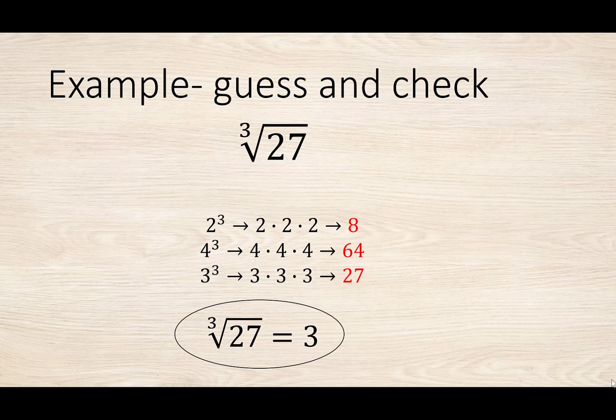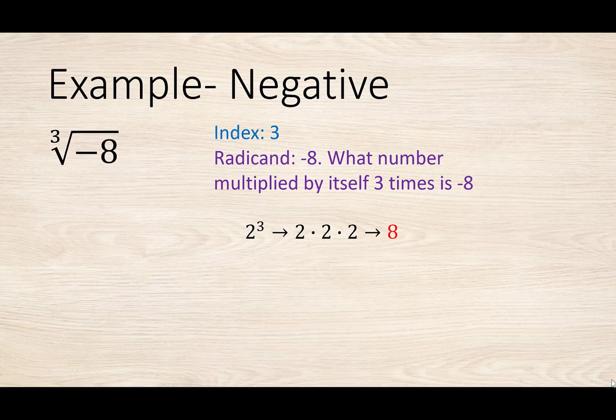Now, with square roots, we had to remember that we had the positive and the negative answer. Cubed roots do not work that way, right? If our radicand is positive, our answer is positive. But what if our radicand is negative?